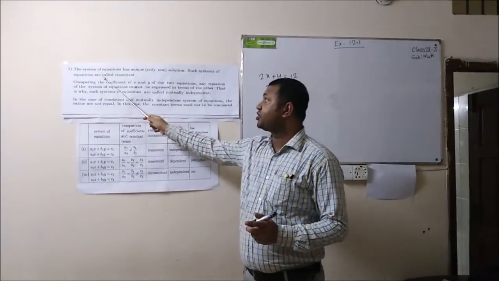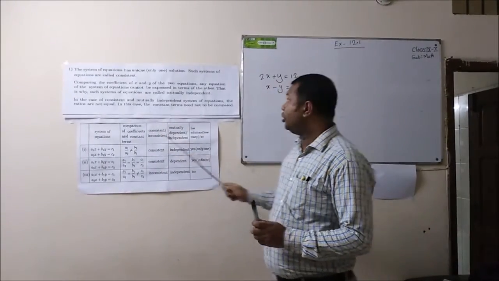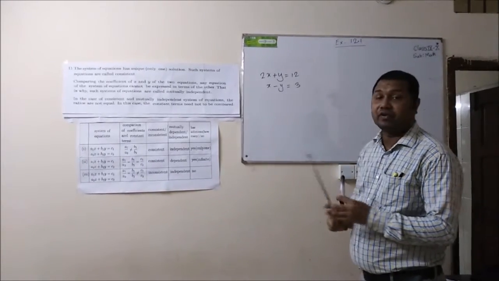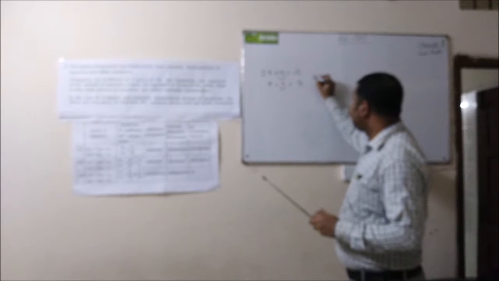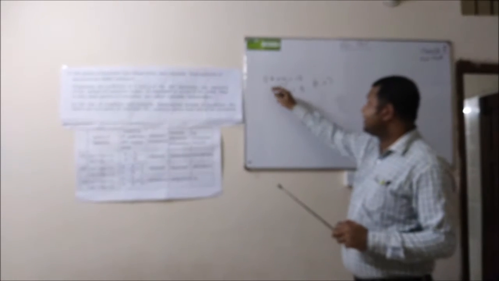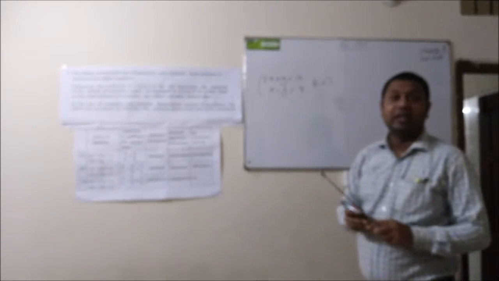That system of equations is called consistent. So we will call this type of equation consistent, where there is only one solution. What is the solution? (5, 2). Only one solution is there. So we will call this system of equations consistent.